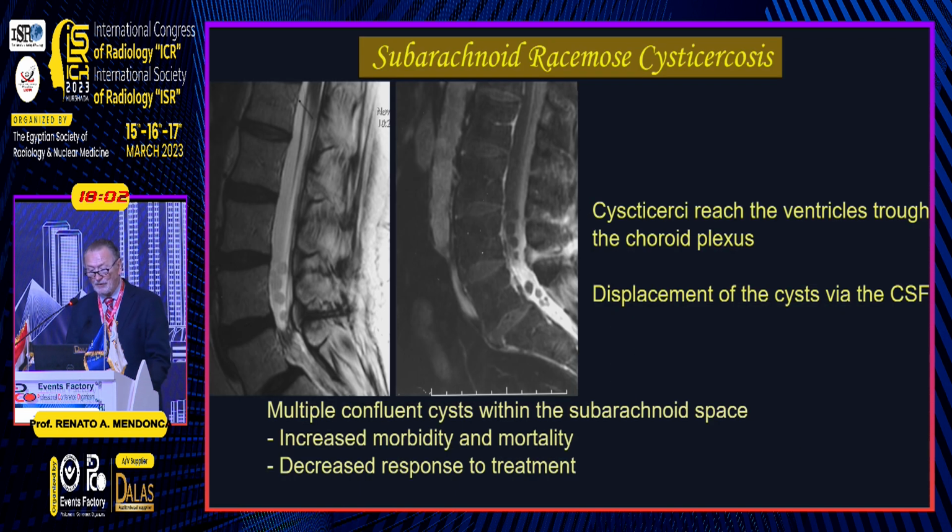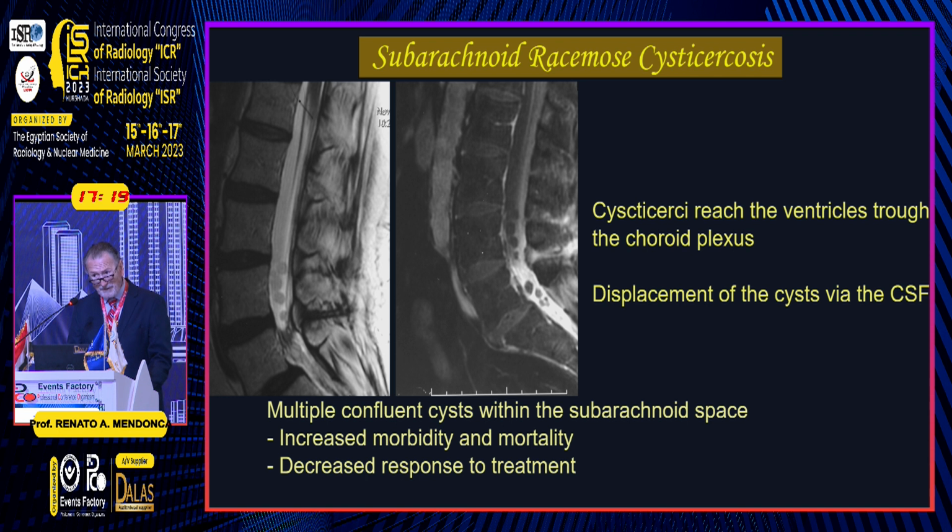Subarachnoid racemose cysticercosis. The developed countries are free of this, and the Islamic countries are also free of this because you don't eat pork. But we have it in South America, it's prevalent. So sometimes we find this kind of infection in the subarachnoid space. You can see the cysts that reach the CSF through the choroid plexus, and then they go to the CSF, and by gravity, they settle in the bottom of the canal.